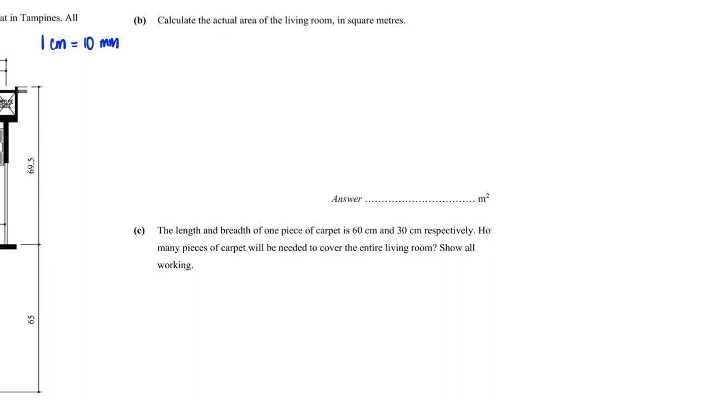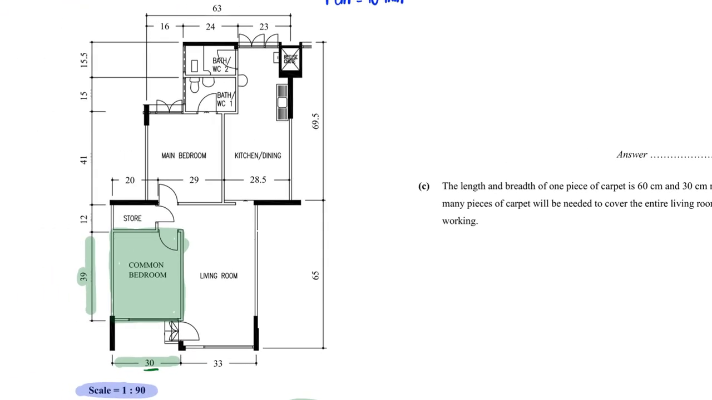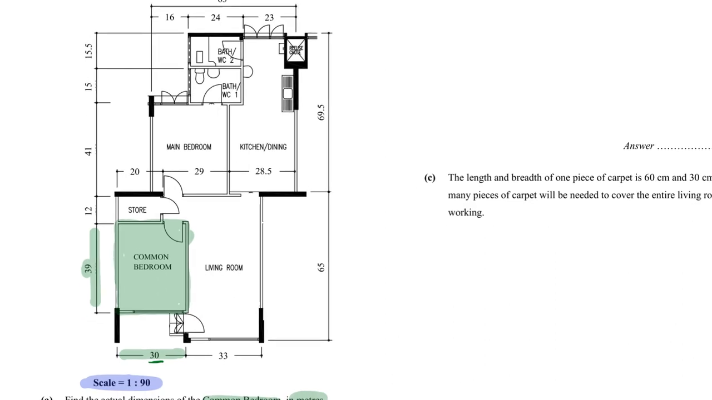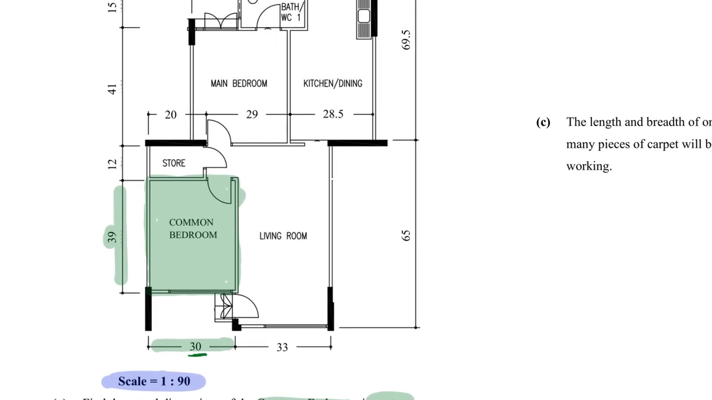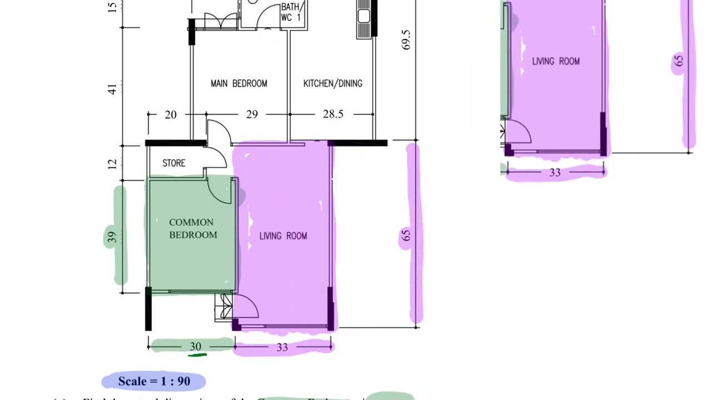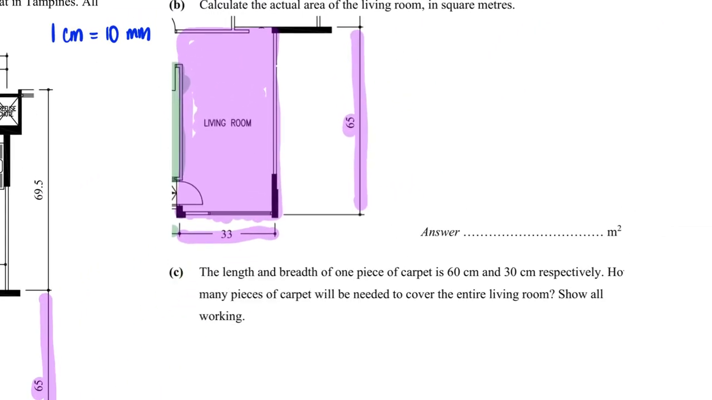Part B. Calculate the actual area of the living room in square meter. Now we need to look at the living room, which is this. And the dimensions are here. Alright. For easy reference, I'm going to cut this over. So that is the living room.